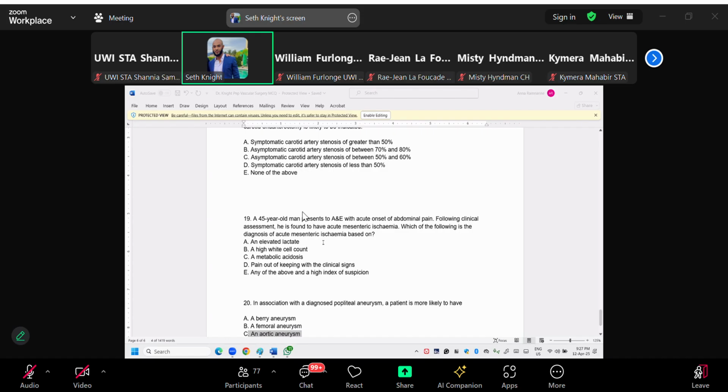Acute mesenteric ischemia, if you have a high index of suspicion, for example, if a patient is an arteriopath and they come in with belly pain, just belly pain and bloody diarrhea, not necessarily pain out of keeping with the clinical exam. But if they have belly pain and bloody diarrhea in an arteriopath and they have a high white cell count, they have a high lactate, they have a metabolic acidosis, any of that in an arteriopath with abdominal pain and lower GI bleed, that's a high index of suspicion for mesenteric ischemia that can help you make your diagnosis. So the answer to this question is actually E.